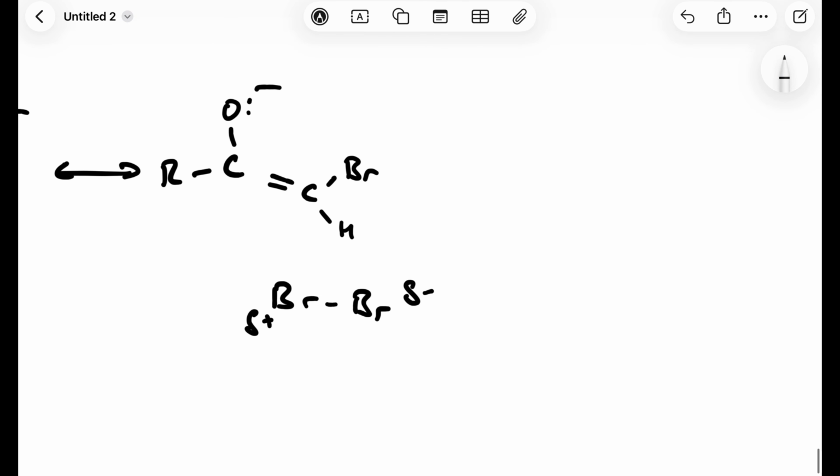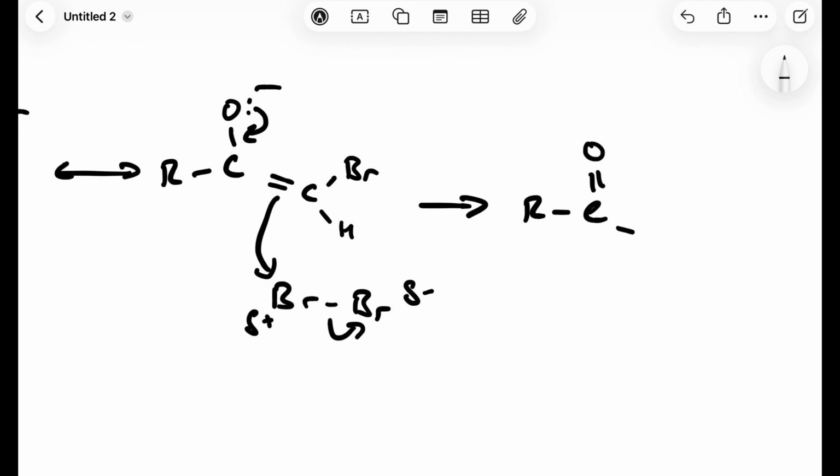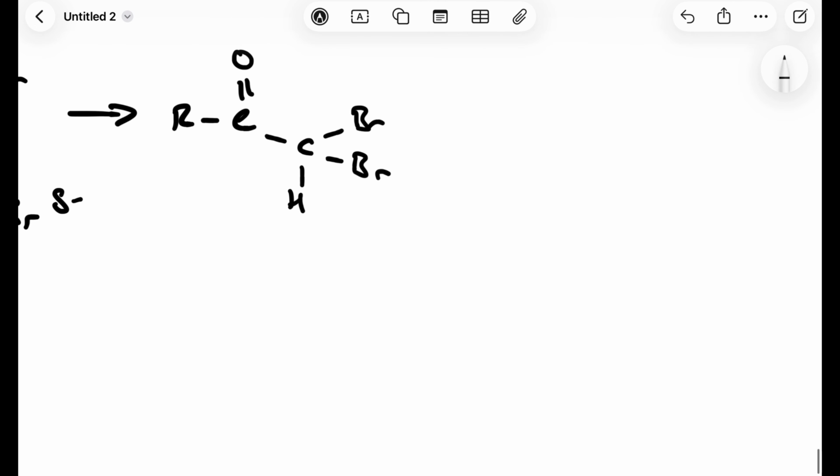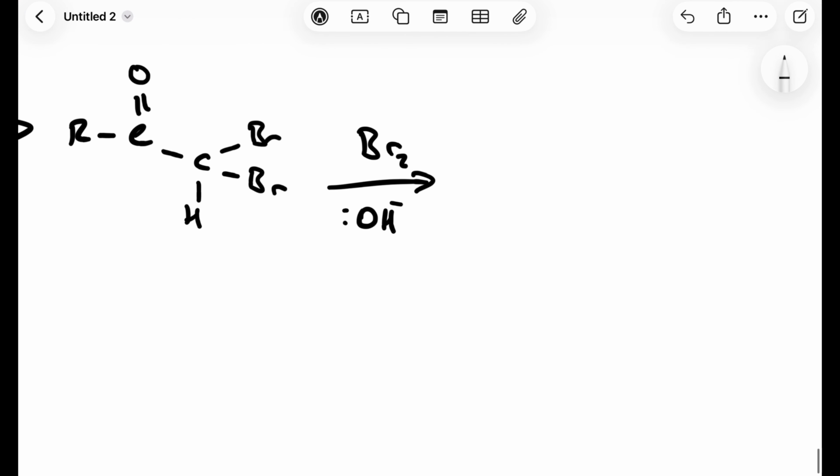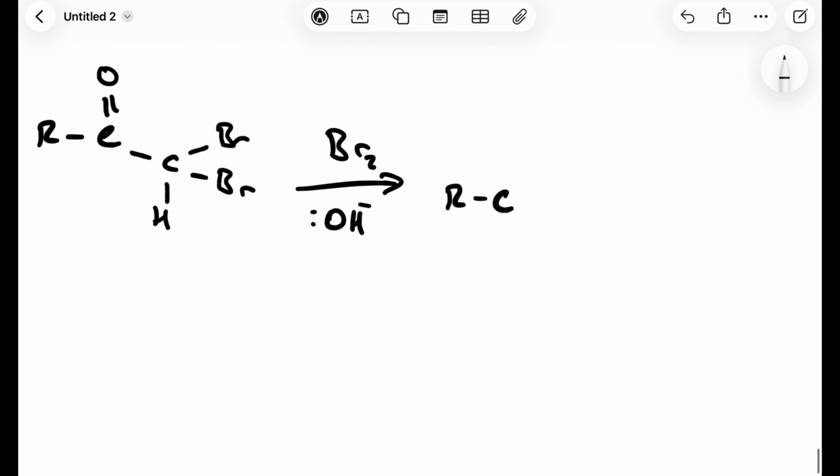So here we see another Br-Br molecule. And again, that C=O reforms, and then a shared pair of electrons from the carbon-carbon double bond donates to the delta positive Br. And so we're going to get a di-substituted carbon. And now, for the sake of time, because this happens for a third time, we're just going to show the reagents. And we're going to end up with a tri-substituted methyl group.